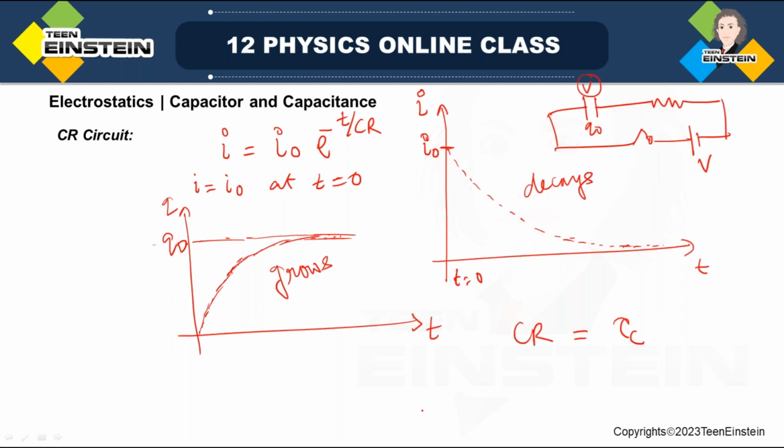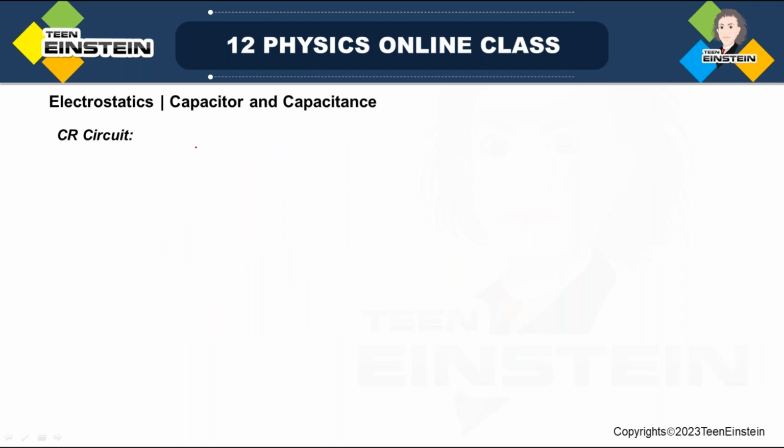Okay, it will take a very long time if C and R are both very large. We'll just take up one simple example, but before that let me draw one more figure here. Let me clean this. Okay, let me show you all the variations. So this is Q. Q actually grows exponentially like this. This is the steady state value Q0 with time.